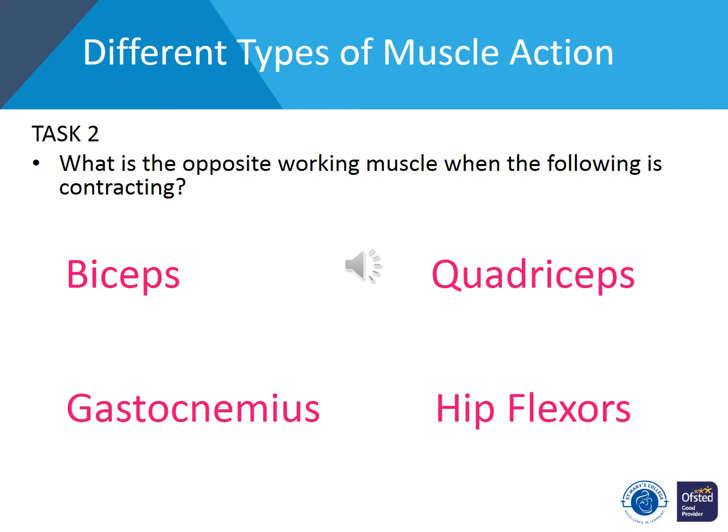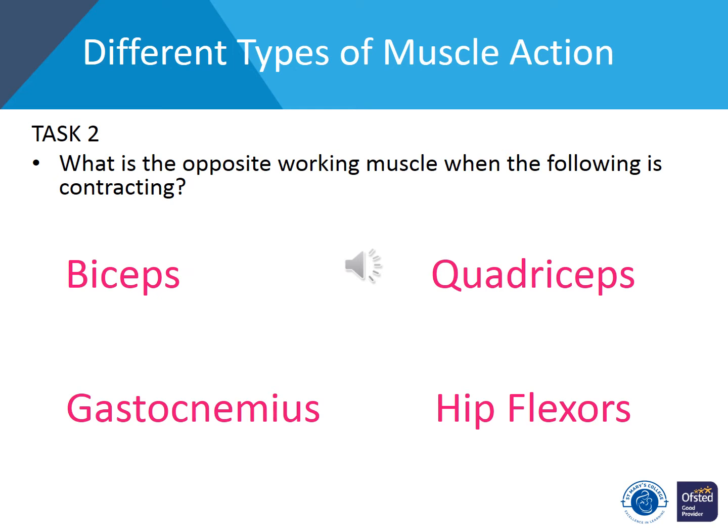So the antagonistic muscle is the one which is relaxing when the muscle identified is contracting. Probably the easiest one: when the bicep contracts, the triceps relaxes. When the quadriceps contract, that's usually the action of kicking a ball or straightening the knee. The opposite muscle on the back of your leg is the hamstrings. And when the gastrocnemius contracts, that's usually when we're pointing our toes.